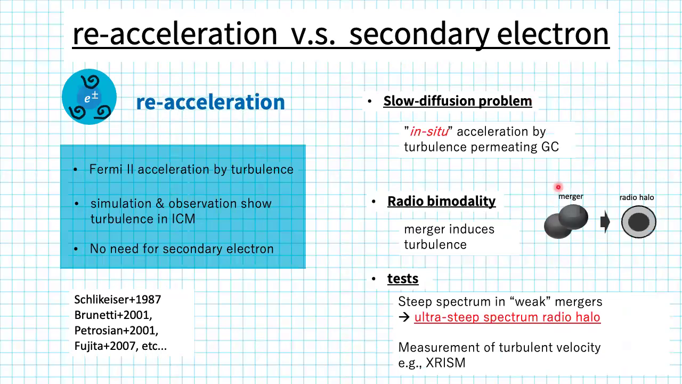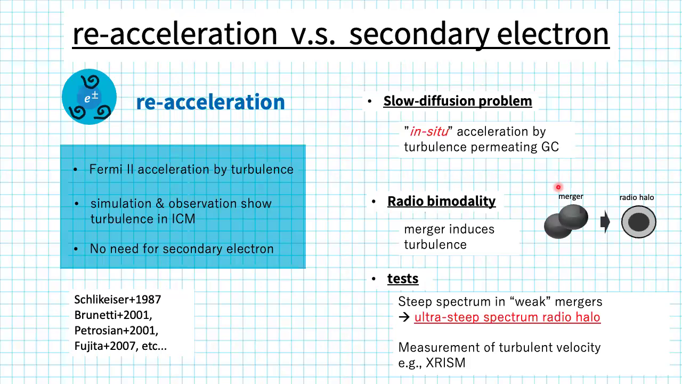For example, in the reacceleration model, it is clearer that the slow diffusion problem is solved by in situ acceleration by turbulence. The merger causes turbulence inside the galaxy cluster almost everywhere. And that turbulence can accelerate cosmic ray particles everywhere inside the galaxy cluster. So we can naturally make big-size radio emissions. And also the connection to merger is clearer: the merger is the cause of the turbulence.